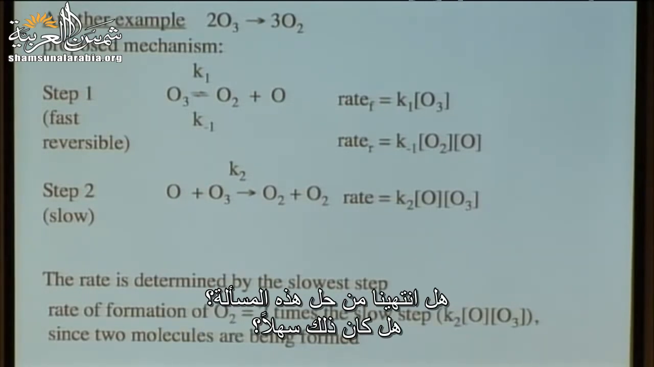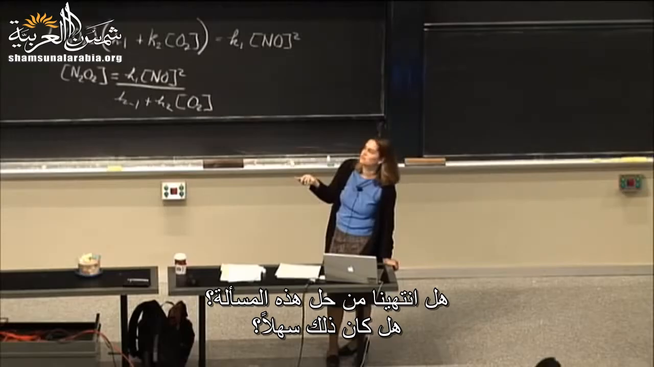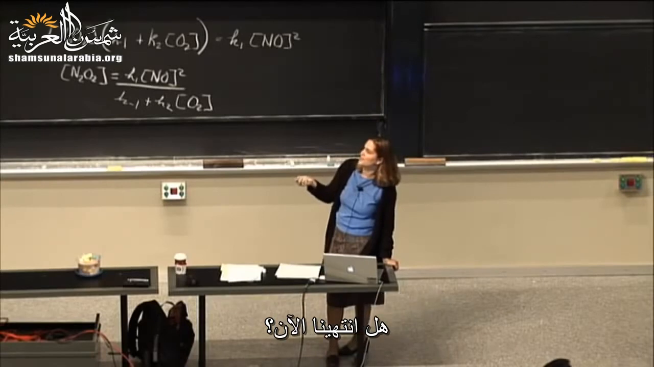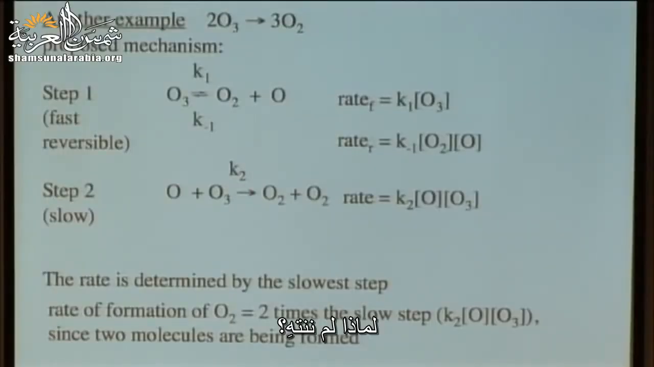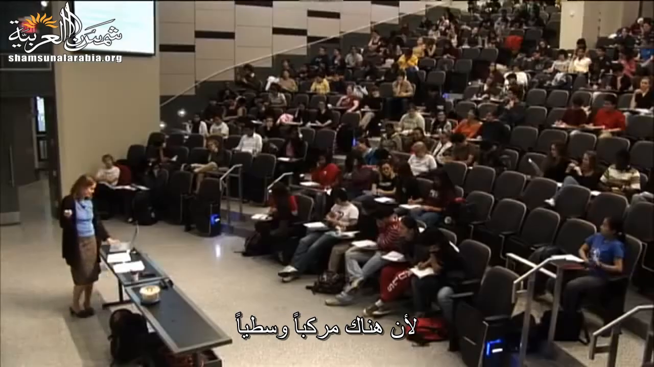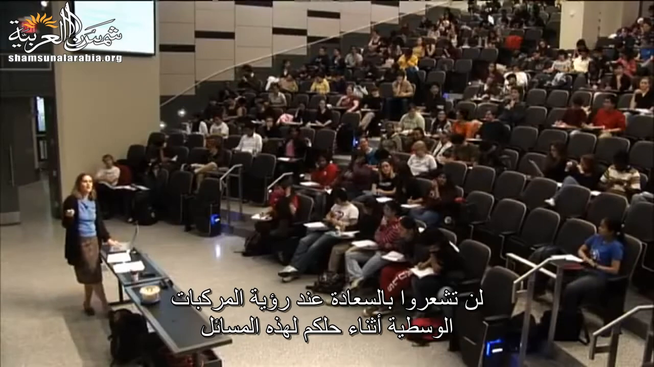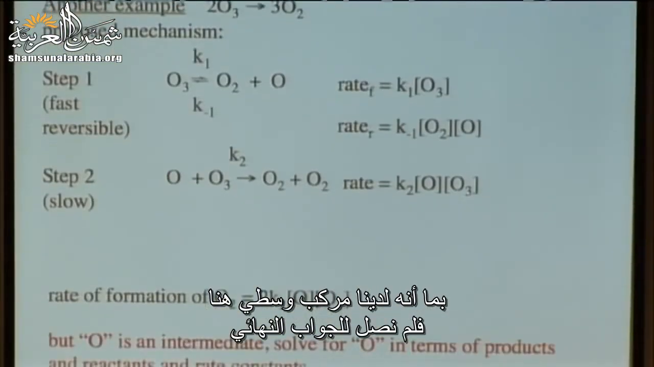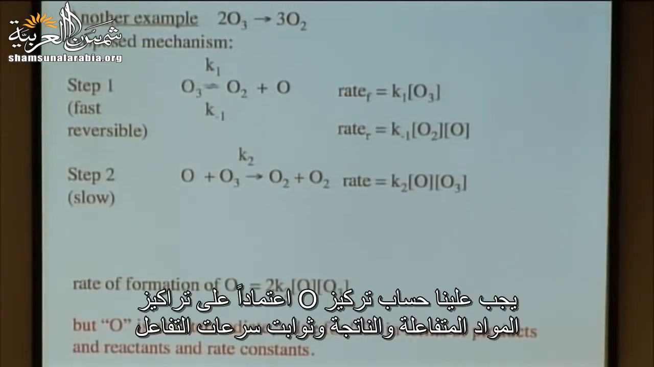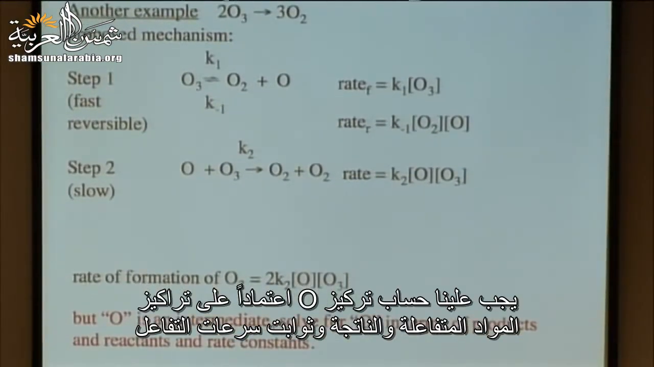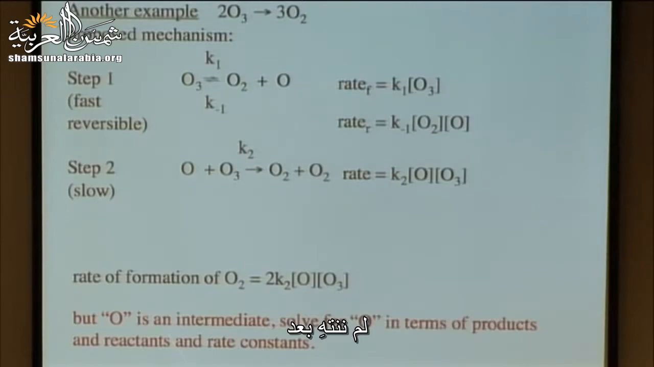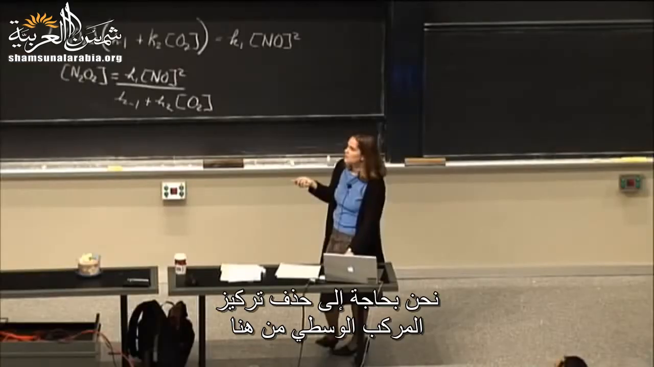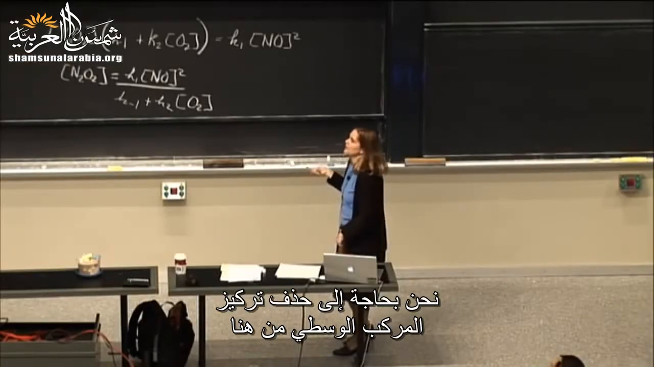Are we done? Was it that easy? Are we done? No. Why isn't this finished? There's an intermediate. Intermediates will not be your friend in doing these problems. Yes, we have an intermediate, so we're not complete. We need to solve for O in terms of products, reactants, and rate constants. So we're not done. So we need to get rid of the intermediate.